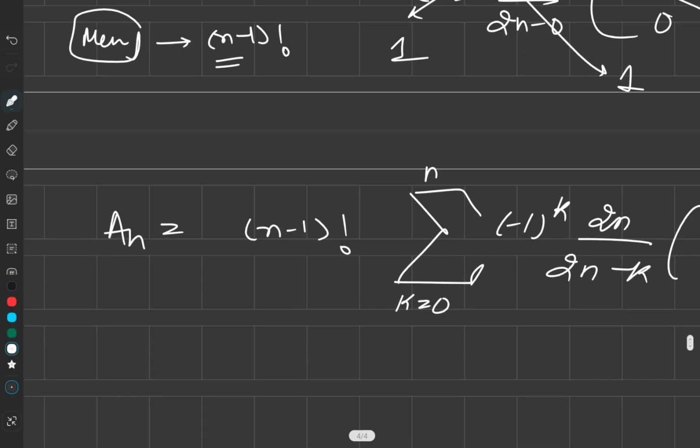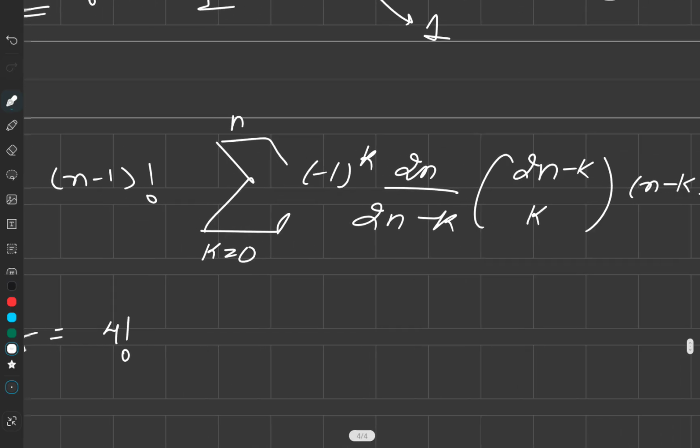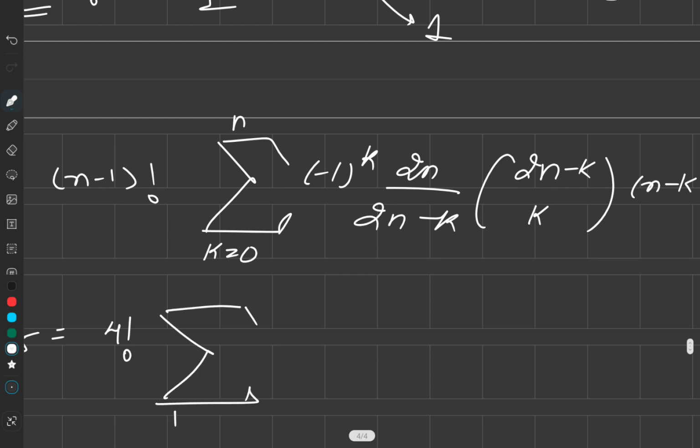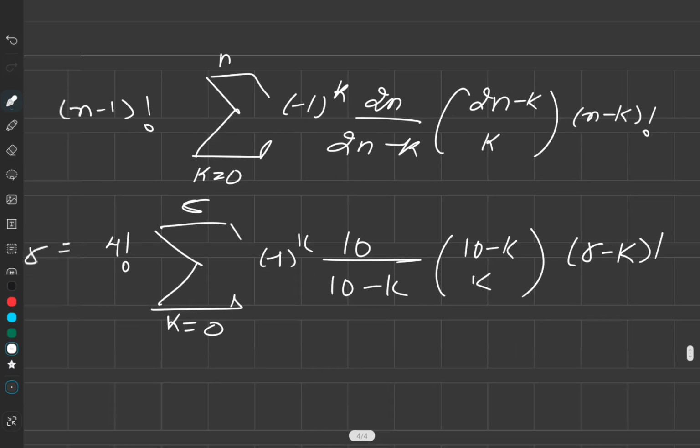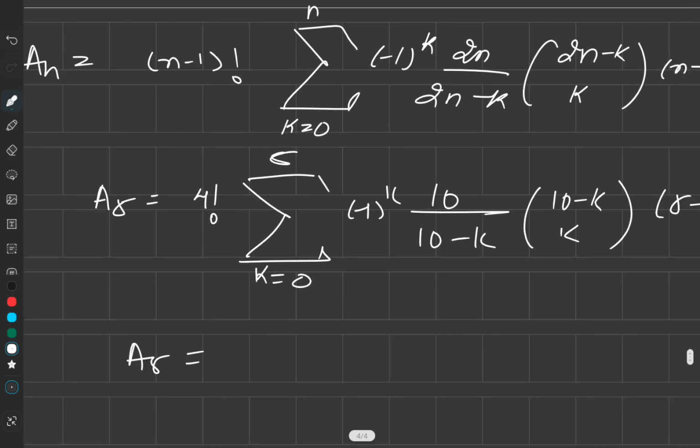But a5 is, if you put 4 factorial here and we just solve for it, right, this a5 turns out to be 312. That is the answer to this problem.